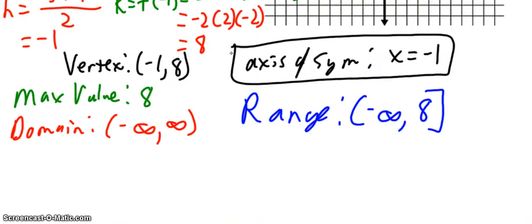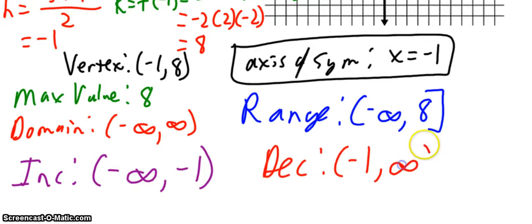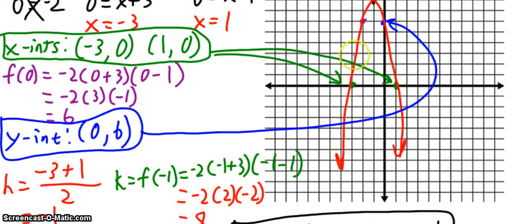I'm not going to draw it in on the graph, but our increasing interval is going to be negative infinity to -1, and then decreasing is going to be -1 to infinity. And we can see that from our picture here. So this is our increasing and then decreasing.